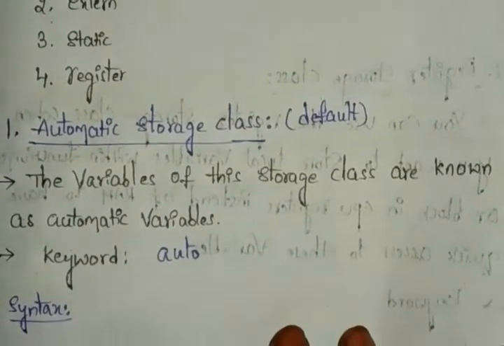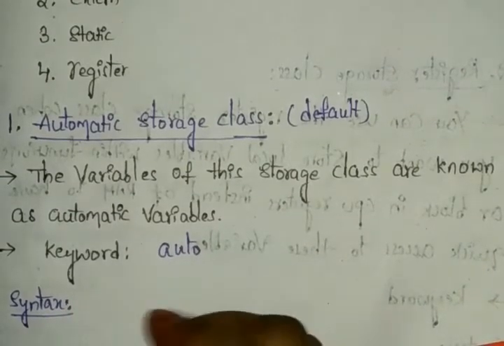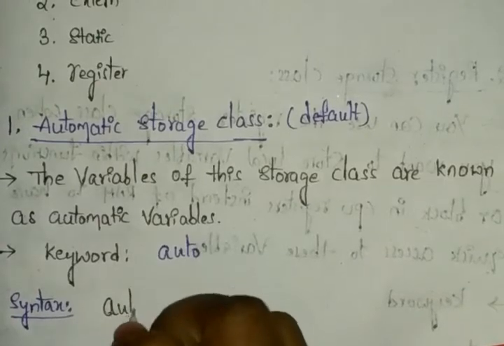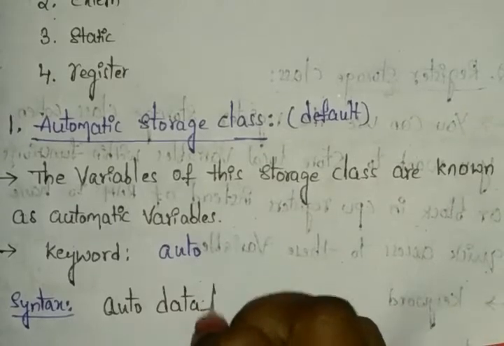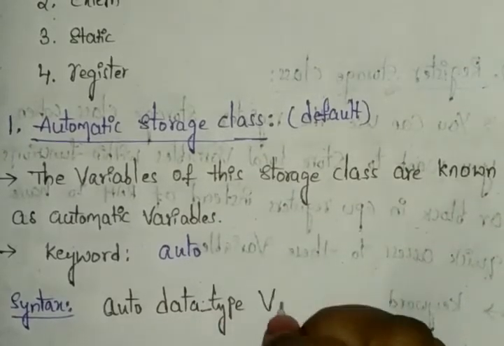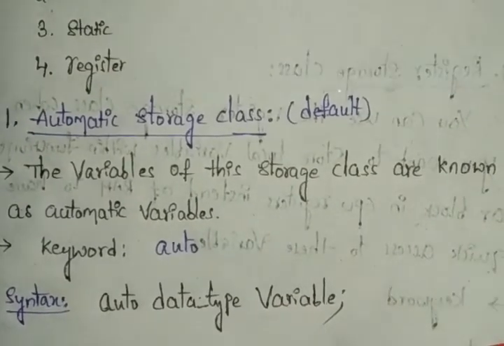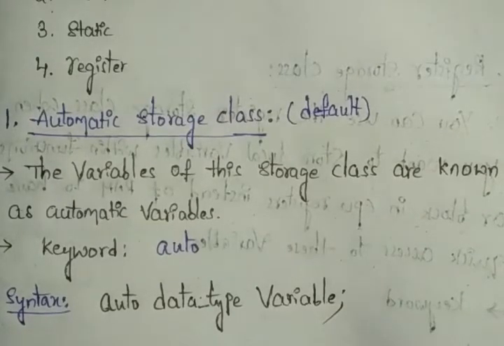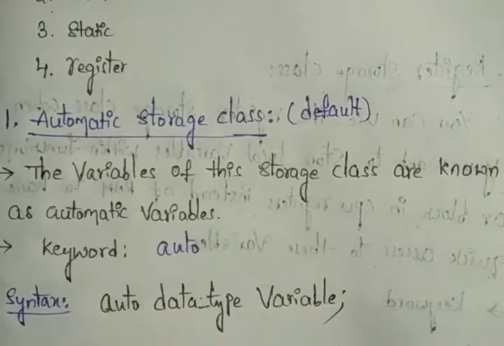And we have a syntax to define our automatic storage class. Let's see what the syntax is. Auto, data type, and the variable. See here, we are working without the data type, right? So if the variable is not initialized with a data type, we are using the automatic one. So this one takes the automatic data type value.